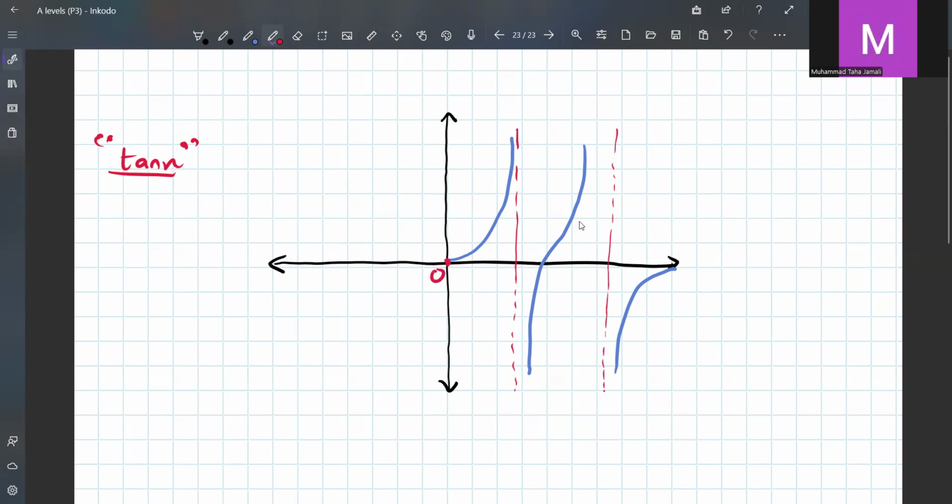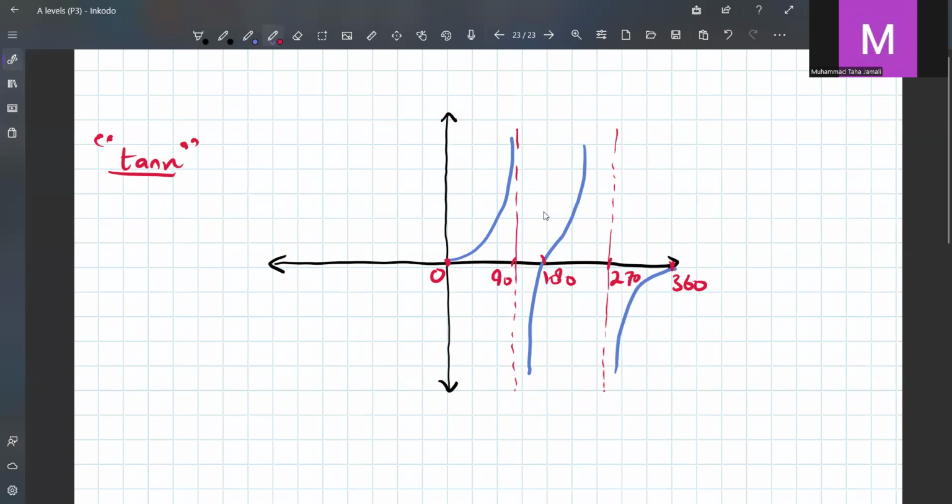This passes through the origin, and this is 180, and this is 360. This being 270, and this is 90. In the exam as well, you don't have to draw the exact graph. You only have to sketch it, which is why I'm not drawing the graph perfectly. I'm only sketching it because that's the only requirement for the exam.